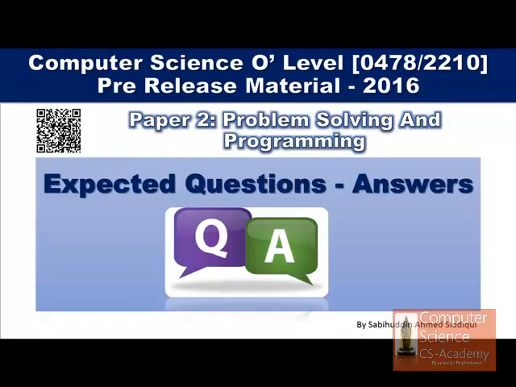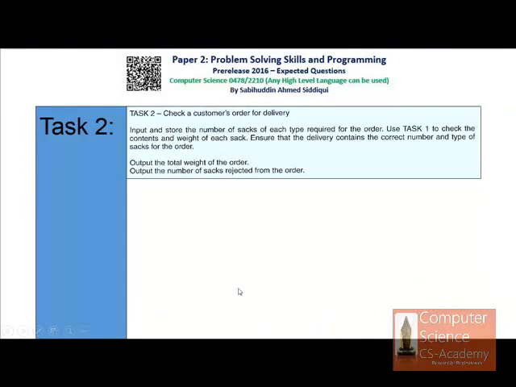Now continuing to Task 2. Now we have Task 2 here. You can see what Task 2 is about. Now they are asking you to check a customer order for delivery. Here you have to check the customer order for delivery.